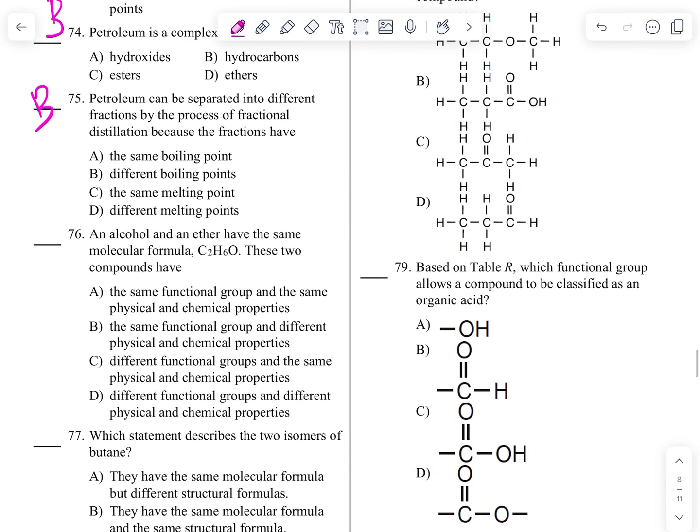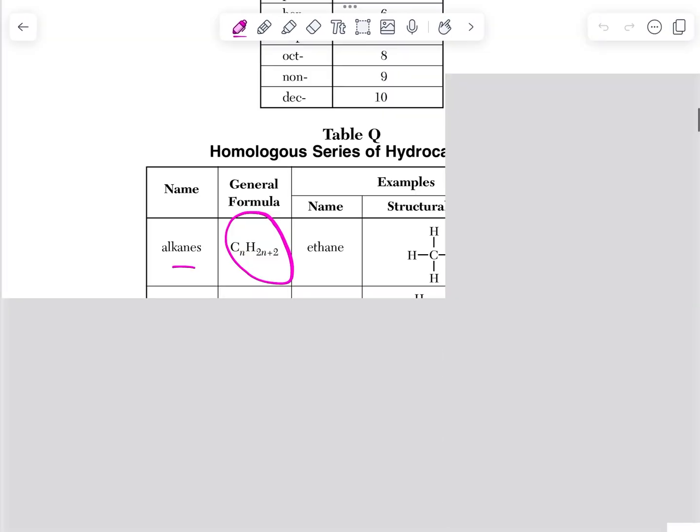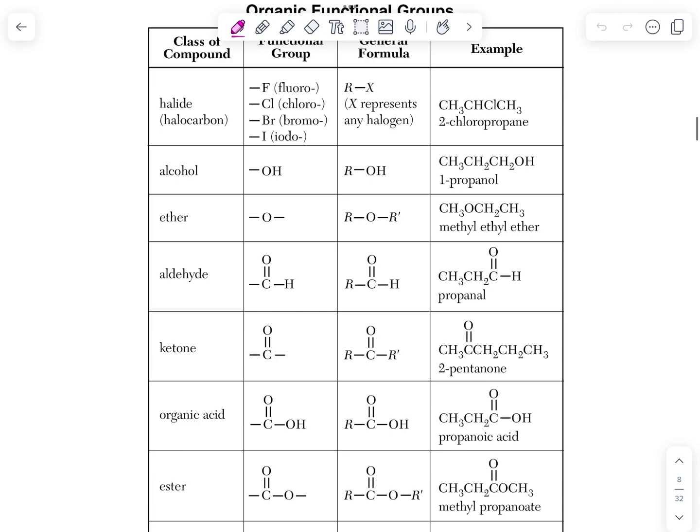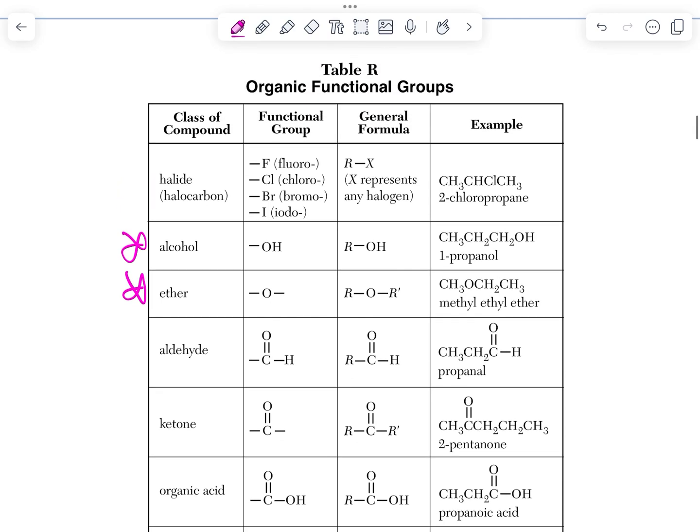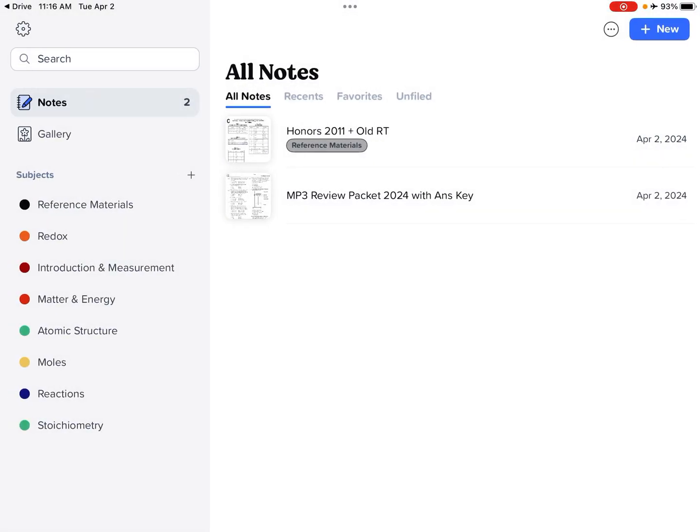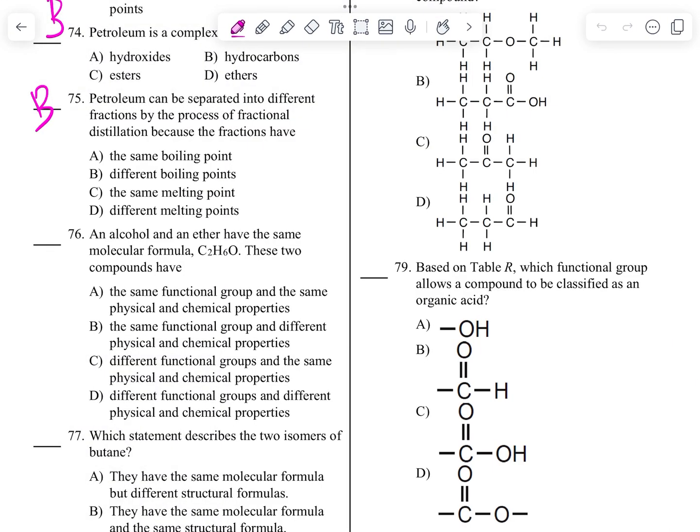Alcohol and an ether have the same molecular formula, C2H6O. These two compounds, talk to me about functional groups and properties. So alcohol and ether, if you go back here, alcohol is here, ether is here. Those are two different classes of compounds for organic functional groups. So they are different functional groups, and different functional groups would have different properties because they're put together differently. So they would be choice D.